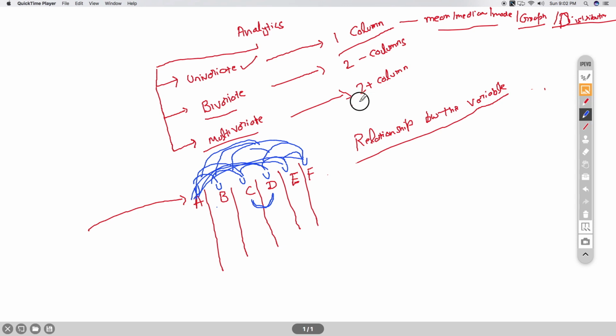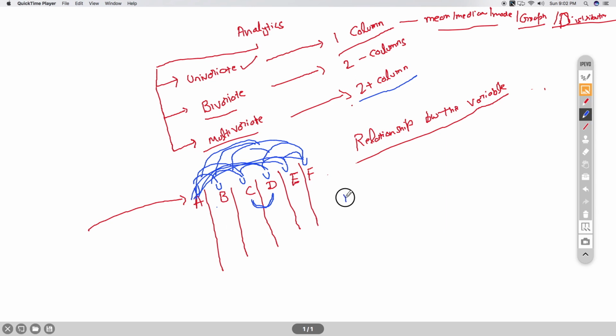When we have more than two columns, we can also have multivariate analytics. For example, D and E will not always be connected; D and F may be connected. Don't worry if you're not able to understand this. I'll be giving you an example. You will be able to understand a couple of things. So C or E may be connected, or C or F may be connected. There could be multiple things.